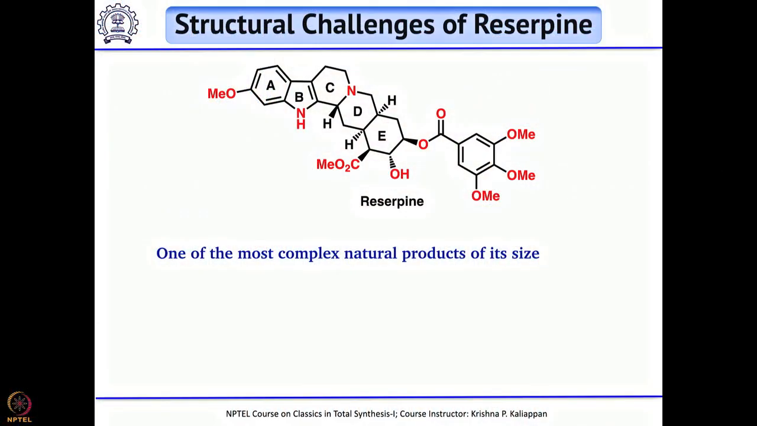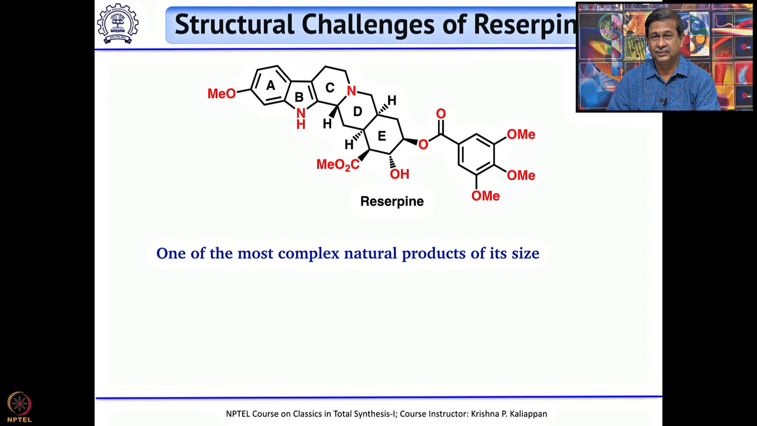So when you look at the molecule, obviously it is quite complex, and what are the challenges one can see when you look at this Reserpine? I am talking about 70 years ago, when this molecule was isolated and the structure was proposed, it was the most complex natural product isolated. And when you have a more challenging structure available, many synthetic chemists were interested in developing new strategies for the synthesis of Reserpine. And of course, Woodward was the first one to complete the synthesis.